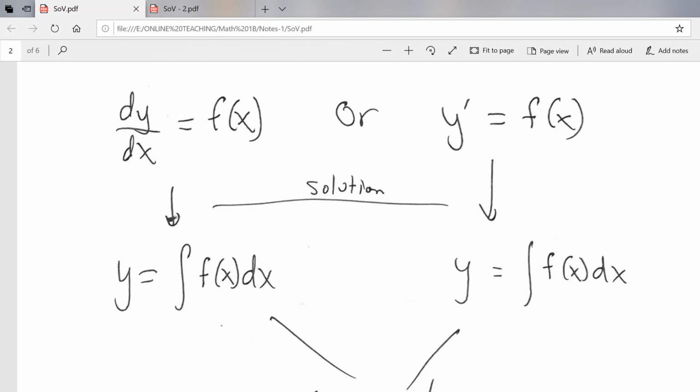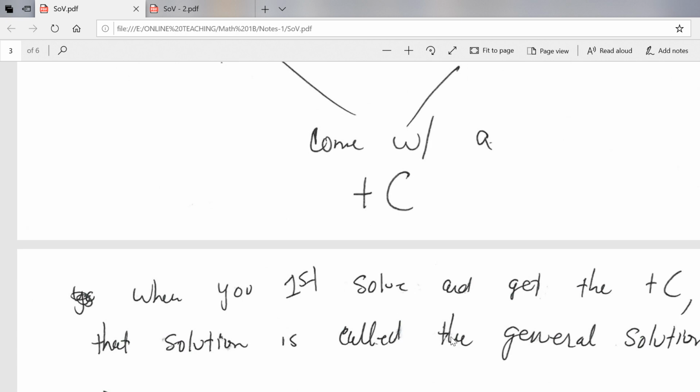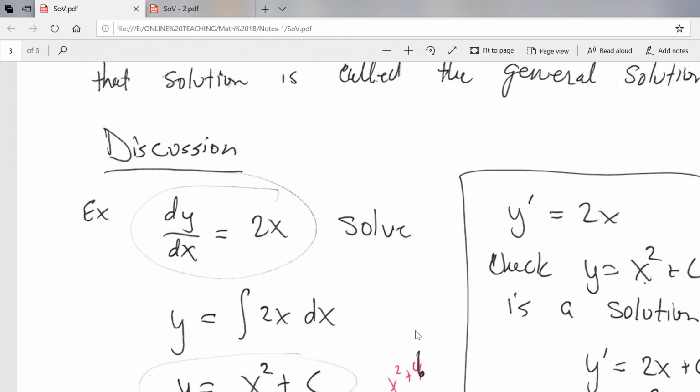But you know these come with a plus c. And you know that since 1a, I've hammered you about that plus c. That plus c has to be there. It's non-negotiable. And so what that does is it actually gives you a class of functions. So when you first solve and get that plus c, that's called a general solution. So, for example, if you're going to solve dy dx is 2x, well then if I integrate this side with respect to x, I'll get y.